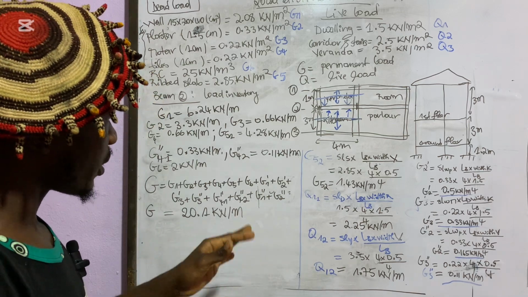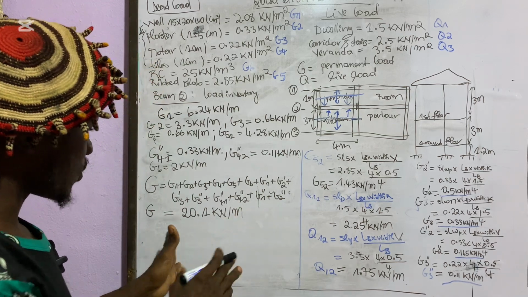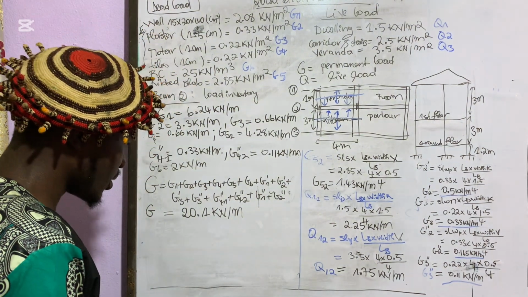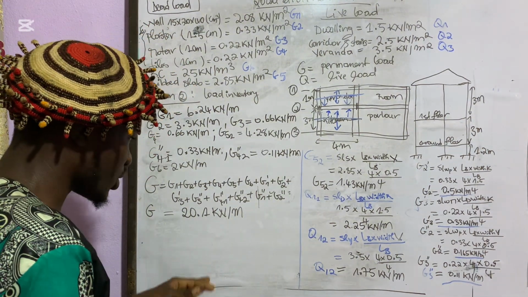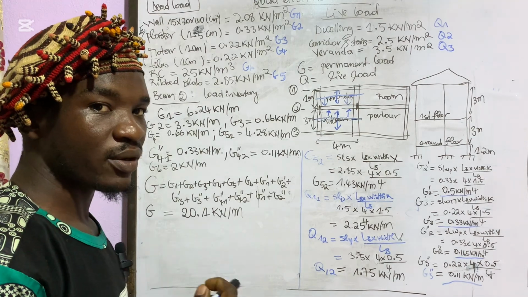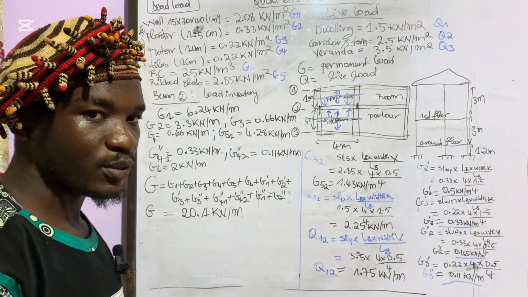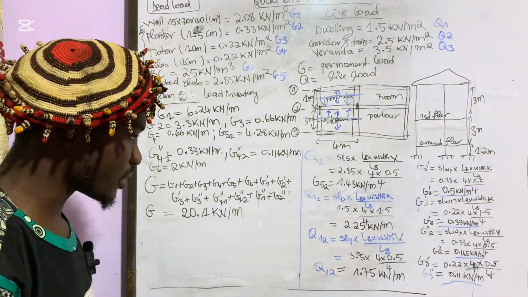I'm not sure the computation was well done, because I will not check it back, we don't have enough time. So you will make the computation to ensure that it's 20 kilonewton, because the aim is for you to understand how we go about it. The principle of calculation is the most important.